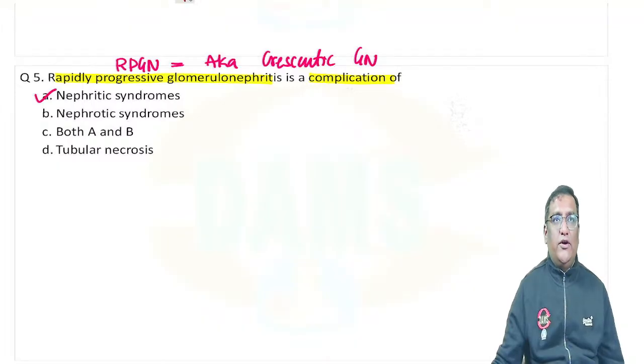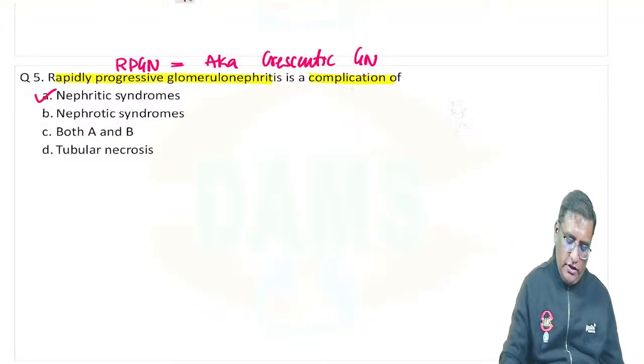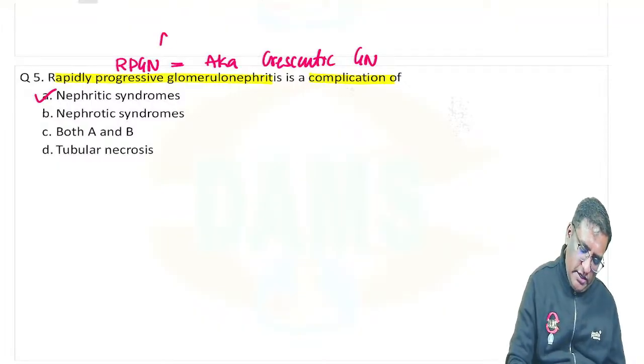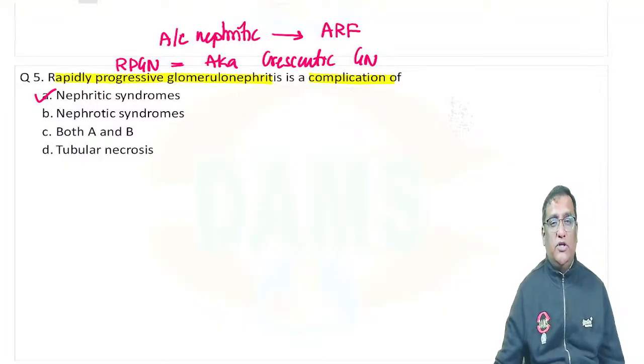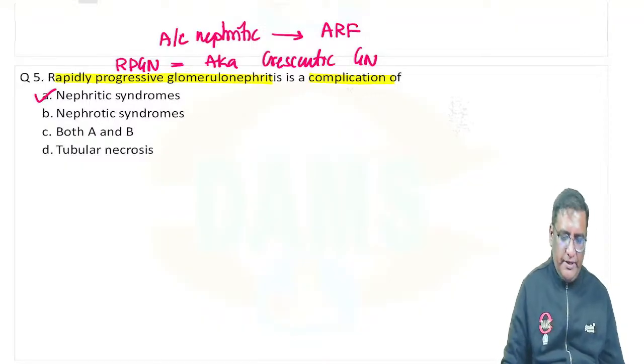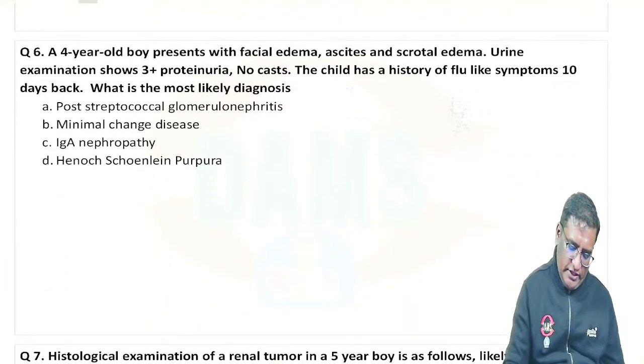Acute nephritic syndrome can progress to RPGN or acute renal failure. So RPGN is nothing but acute nephritic syndrome progressing to acute renal failure. That is your RPGN, rapidly progressive glomerulonephritis. Next, question number 6. Let us look at this now.